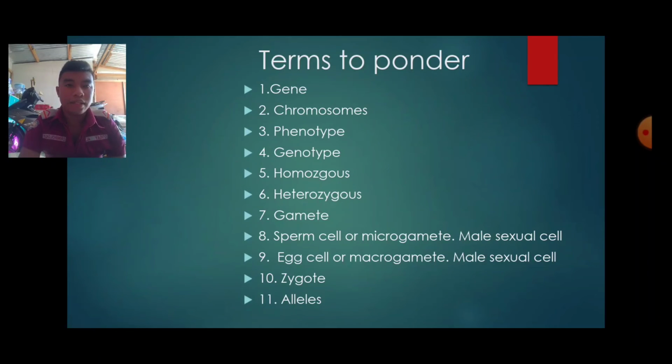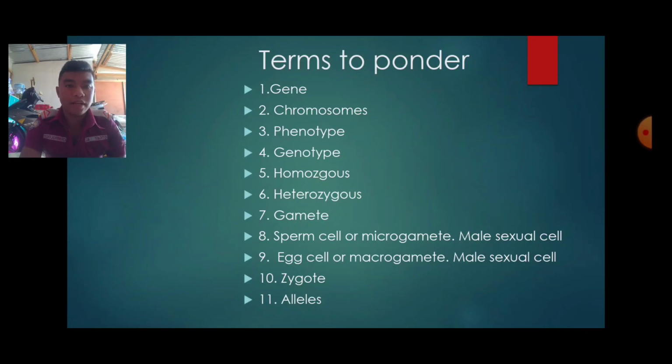The number 6 is heterozygous. Heterozygous genotype, or hybrid. Heterozygous refers to having inherited different forms of a particular gene from its parents. A heterozygous genotype stands in contrast to a homozygous genotype, where an individual inherits identical forms of a particular gene from its parents.